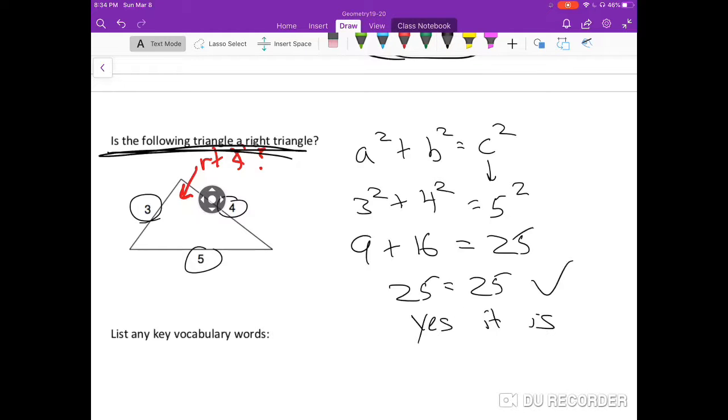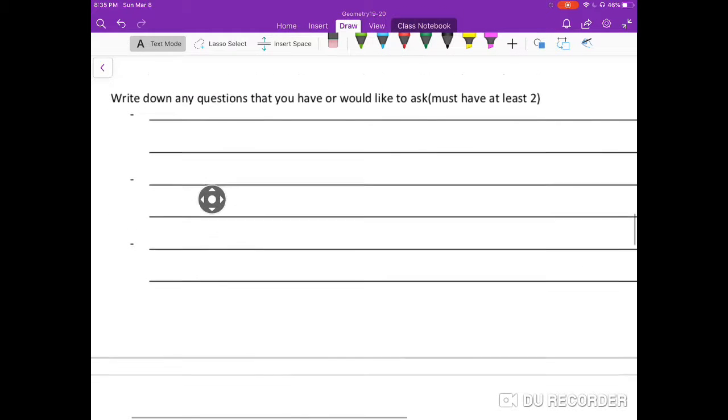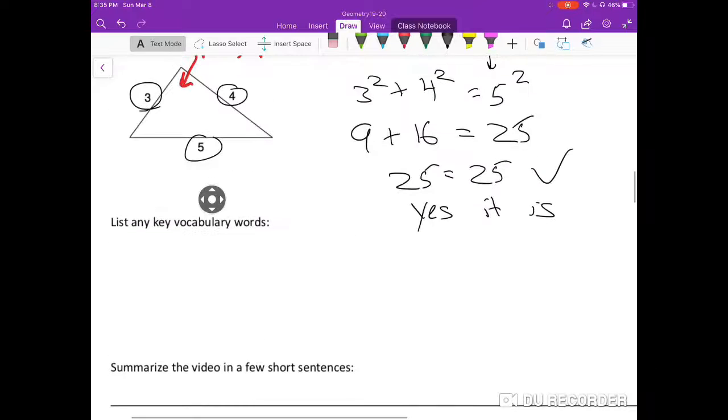All right. Any new vocabulary words, make sure you list. Quick summary. Any questions that you have, and make sure you get the practice done so you can get ready for mastery check number 3.